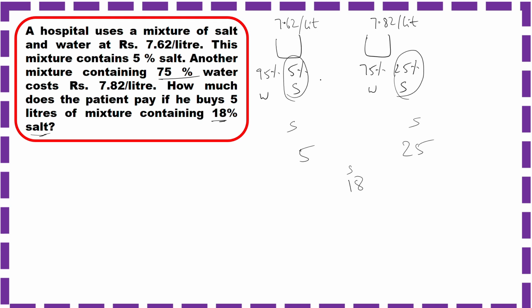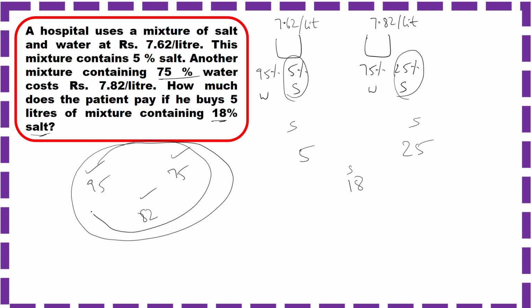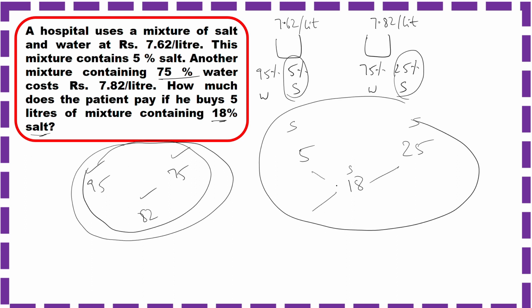See, if we want to take the value of water, we can take it like this. In the first case 95% is water, in the second case 75% is water, and the mean value, if 18% is salt, the remaining 82% is water, right? So this is the value of water, in percentage. If we want to consider water, we must consider all three values as water. If we want to consider salt, we can take all three values as salt. Fine. Just subtract now. What do we get?